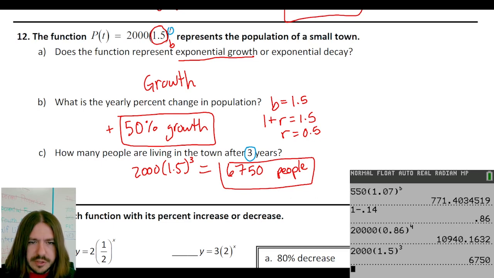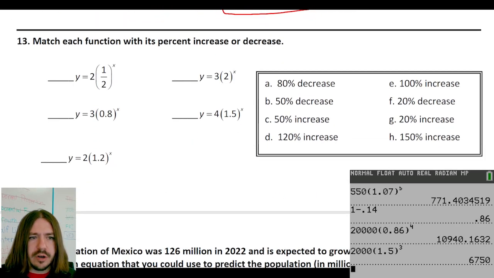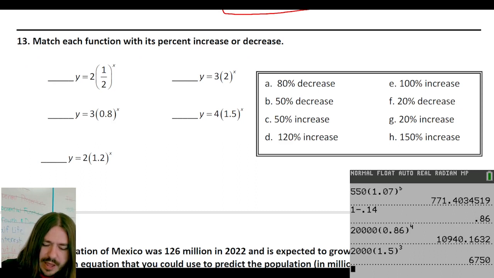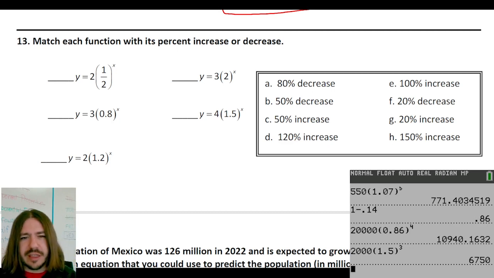So let's go on to number 13. On 13, we are just doing some matching here, really just analyzing the percent growth and the percent decay. The first one, we see that we have 1/2. That's less than 1, so that means this is like 1 minus r. And actually, I think what I'm going to do here is go through each one before I actually calculate the percents and make a note of whether it's growth or decay so I know how to calculate the rate.